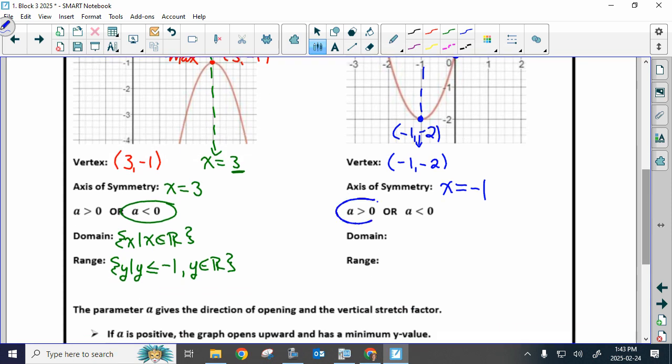Now, a is greater than 0, so we know it's opening up. Your domain remains x such that x is an element of the real number system. Your range is y such that y is greater than or equal to the lowest y value. We're going up from there. For the first while, you're going to be typing these graphs into the calculator and looking at them. Then eventually you're going to look at the equation and know exactly where that graph should land.